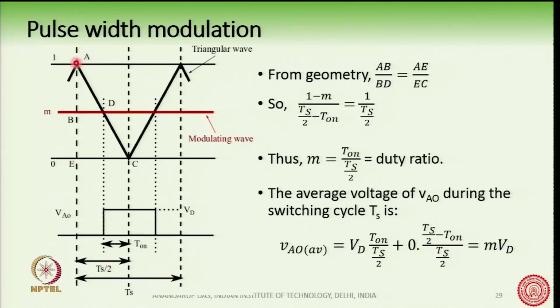What is the height AE? Height of AE is 1, and EC is nothing but Ts by 2. If I simplify this expression, I get m equal to T on by Ts by 2, which is nothing but the duty ratio. That is, the time period for which the switch is turned on over half the switching period.